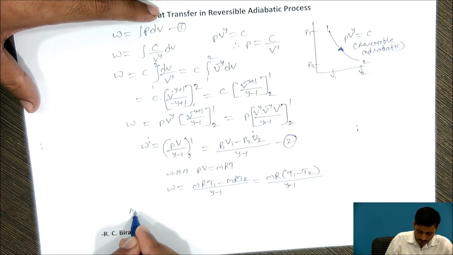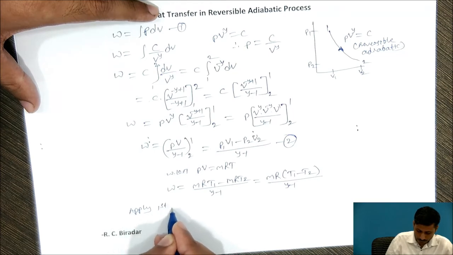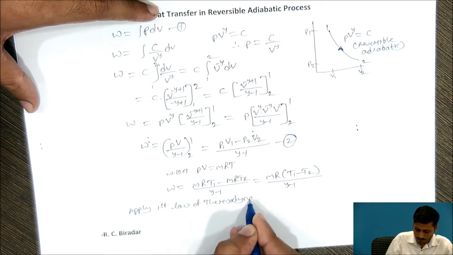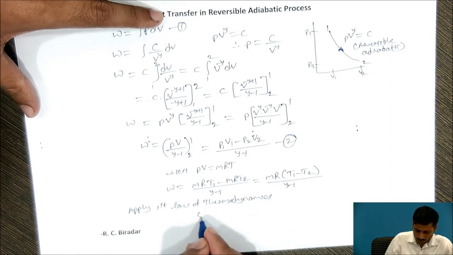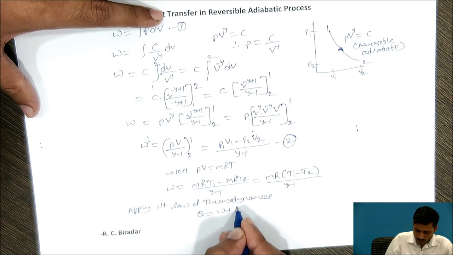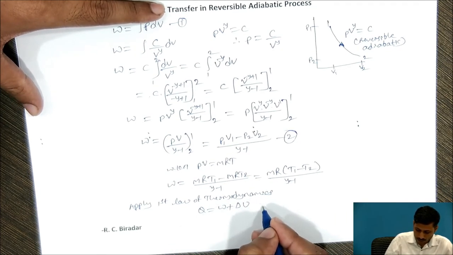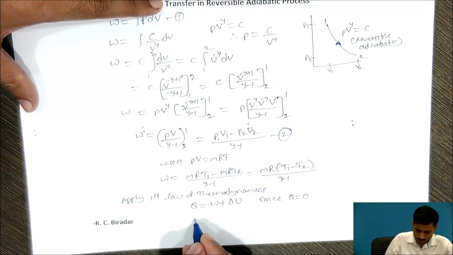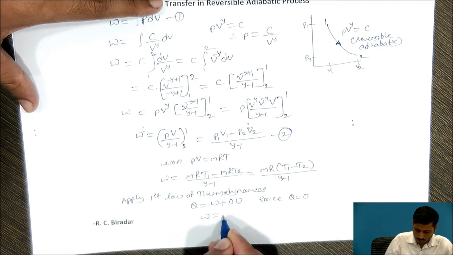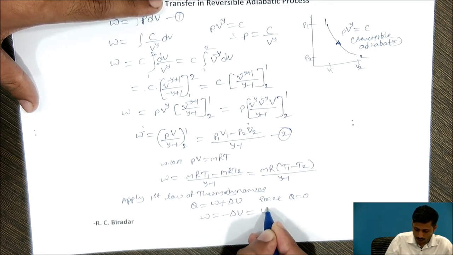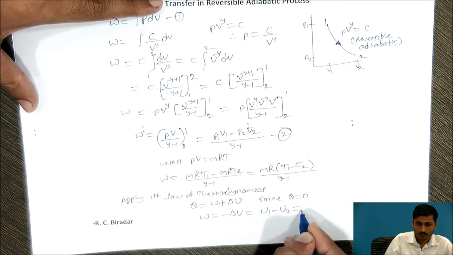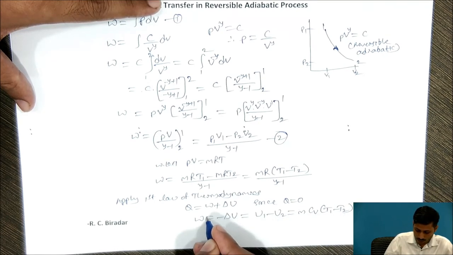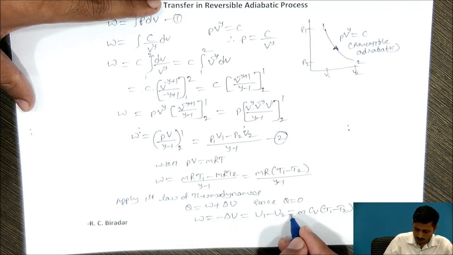And applying first law of thermodynamics, we know that Q equal to W plus delta U, and since Q equal to 0 in adiabatic process, this equation reduces to W equal to minus delta U, and this can be equated to U1 minus U2, and I can write it as M into CV into T1 minus T2, and this will give you the work done in terms of change in internal energy.